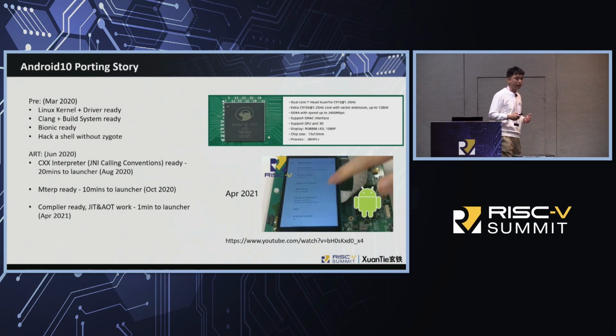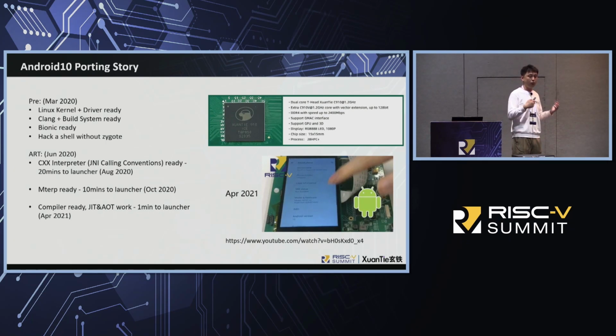Then we started the ART porting in January 2020. We began with a simple interpreter and just implemented the JNI calling convention. When this was ready, the whole Android could work and Zygote could run, and it takes about 20 minutes to launch. This happened in August 2020. When the basic interpreter was ready, we began to find a way to improve our speed. And we found a faster interpreter named mterp.